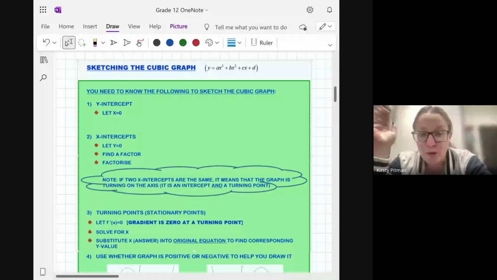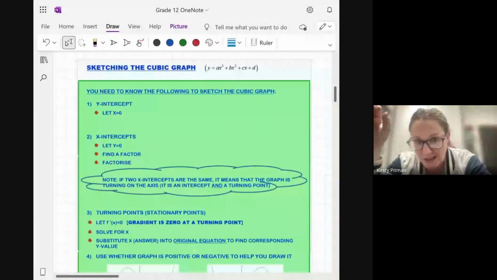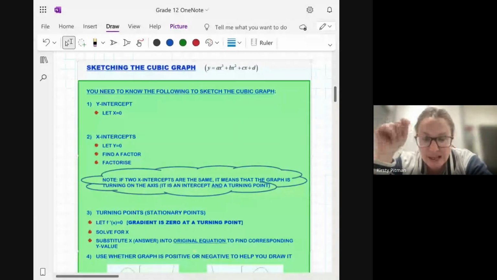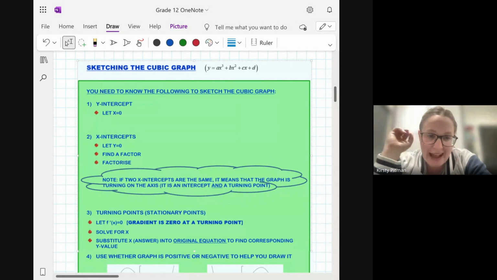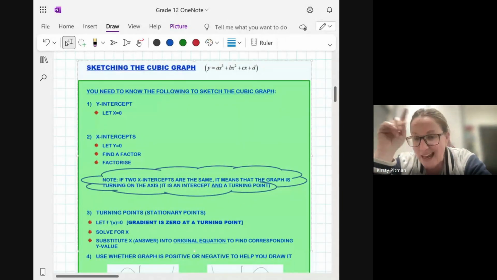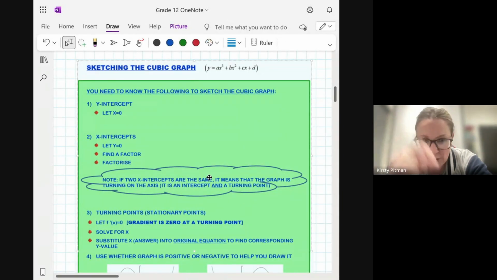To find the y-intercept, we make x equal to 0. Step 2, find the x-intercept, let y equal to 0. Okay, so Teacher Sam then says there, find a factor and factorize. Note, if the two intercepts are the same, it means that the graph is turning on the axis. It is an intercept and a turning point. We'll have a look at what that looks like.